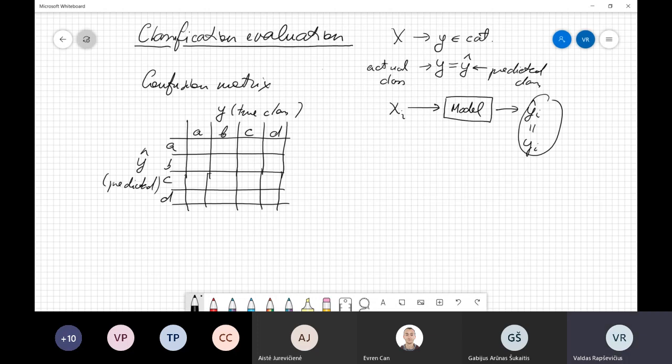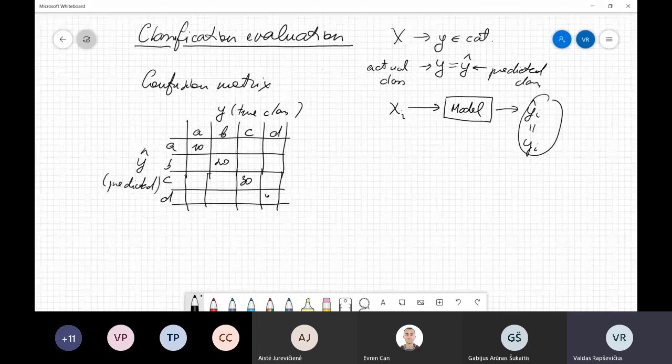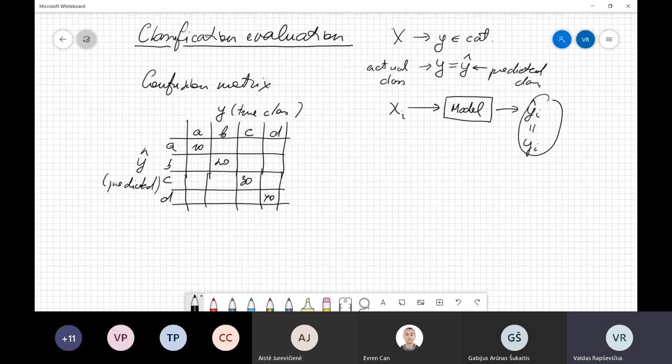And in these cells, we put the number where we expected A and got A, so let's say this is 10. Expected B and got B, let's say 20. Expected C and got C, 30. Expected D and got D, 40 observations that fall into this. And all the other cells off this diagonal are errors.